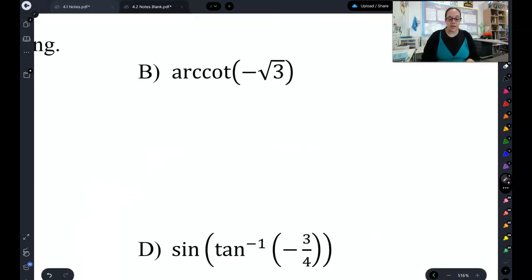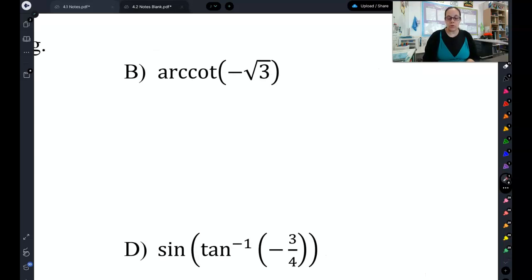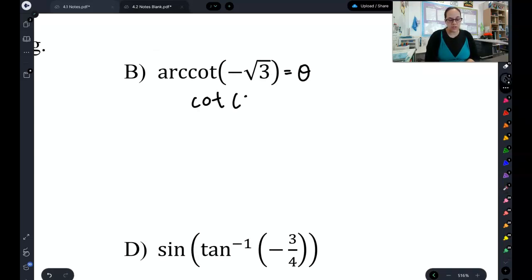So having done an example together, I want you to try this one. This one is a cotangent example.